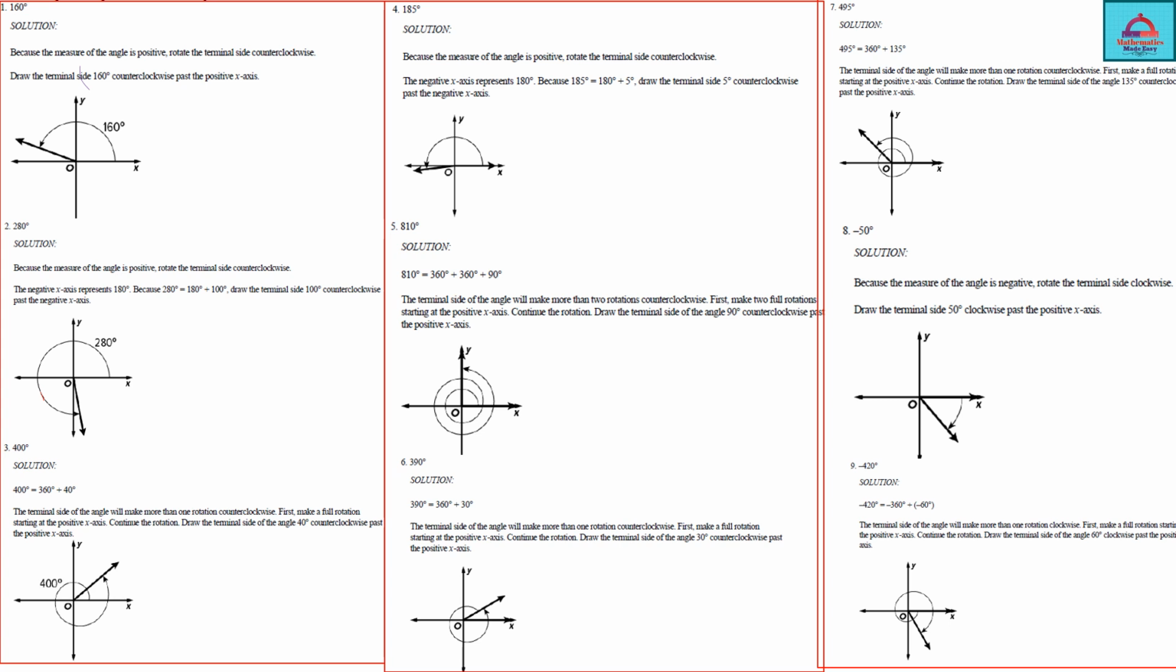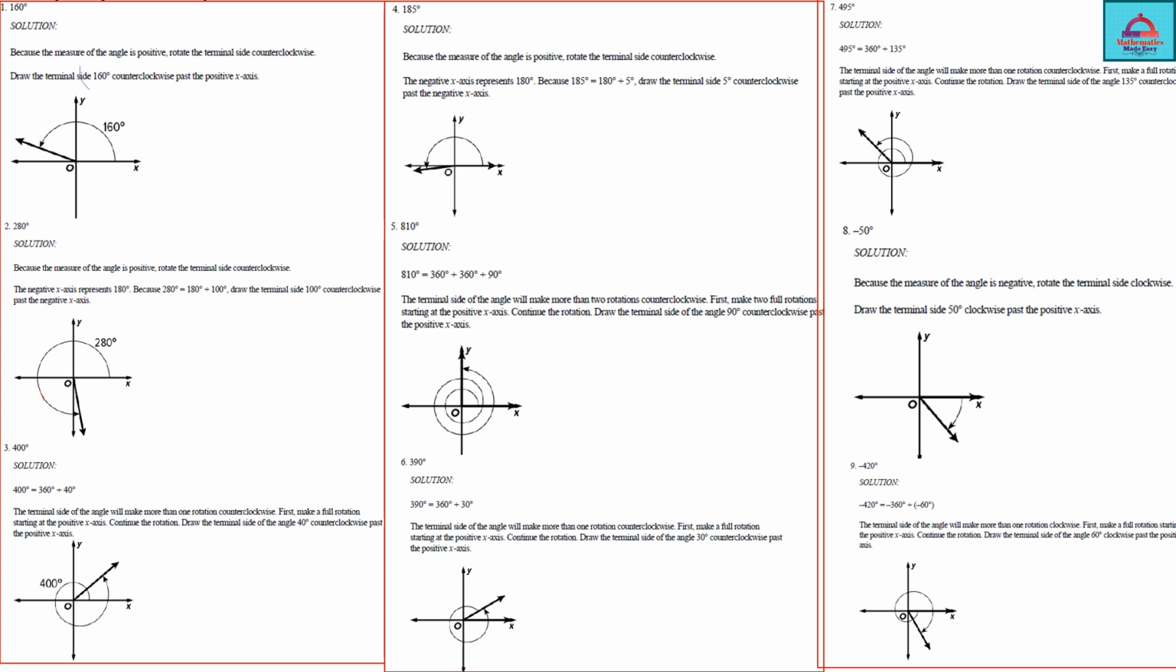So that's your 185 degrees angle. Then 810, this is a big angle, so we are going to take more rotations. To be very precise, we are going to take more than 2 rotations, and the terminal side of the angle will make more than 2 rotations counterclockwise. So this is the first rotation, this is the second rotation.